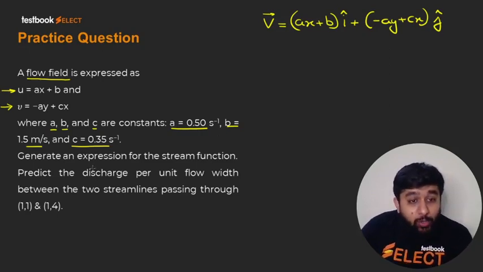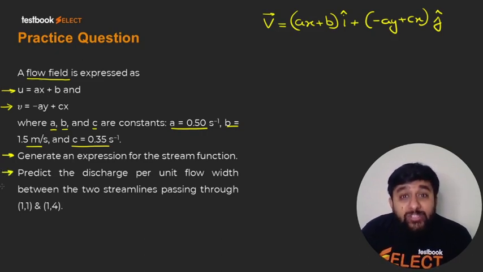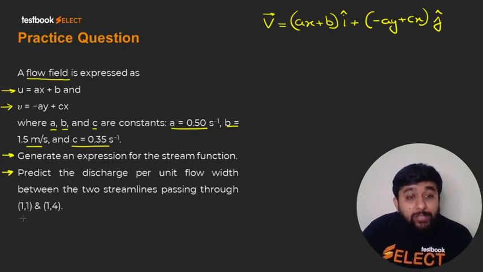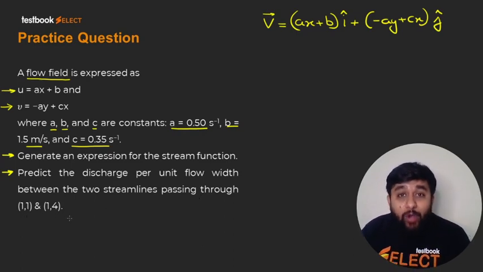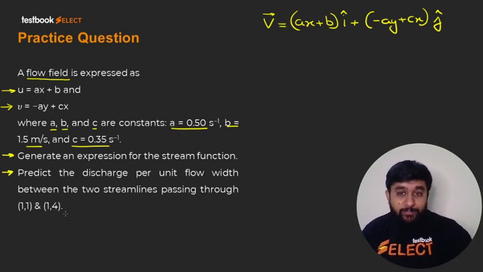Now they are asking you to generate the expression for the stream function. So the first part of the question is to generate the expression for the stream function, and the second part is to predict the discharge per unit flow width between the two streamlines passing through (1, 1) and (1, 4). Let us focus on the first question.